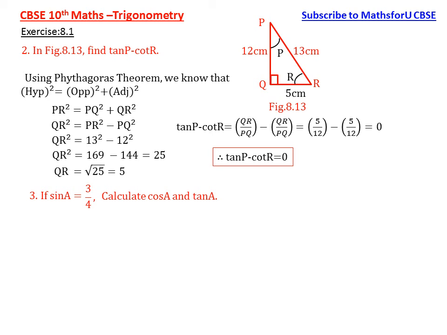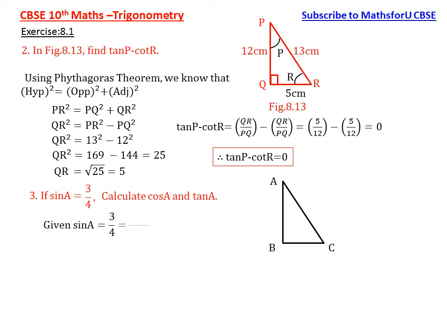Now sin A is 3 by 4, they have given. First we need to draw the diagram. Sin A is 3 by 4, which is opposite side by hypotenuse. We need to find out the value of cos A and tan A, for which we need to know the third side, that is the adjacent side. So here is the triangle. We mark it as ABC.